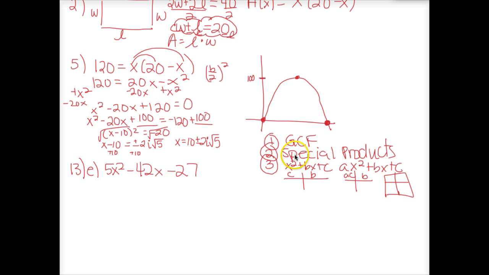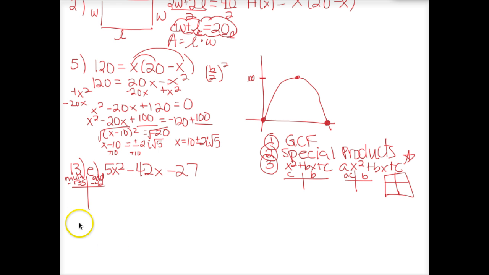I know it's not a special product because I don't have perfect square roots on my first and last term. So that means that I have to go to step 3, and it's going to be this second type because there's an A value. So I'm looking for what multiplies to 5 times negative 27. 5 times negative 27 is negative 135. I want it to add then to negative 42.